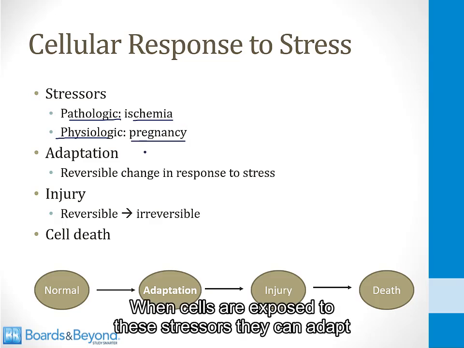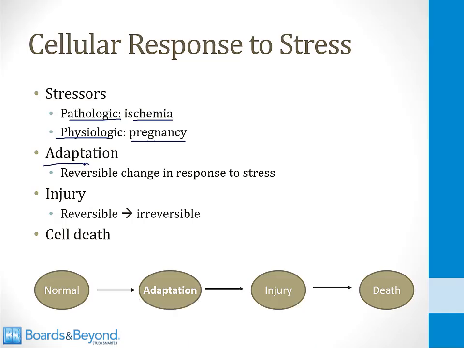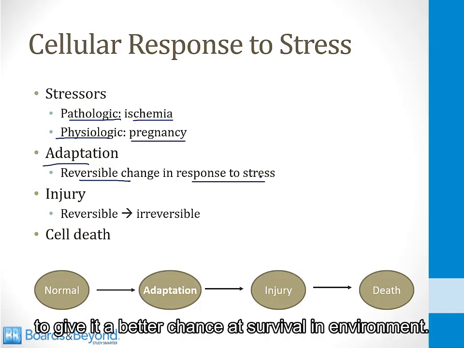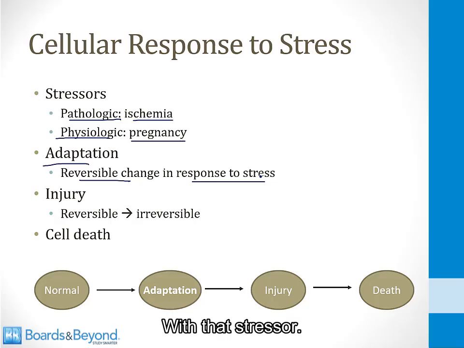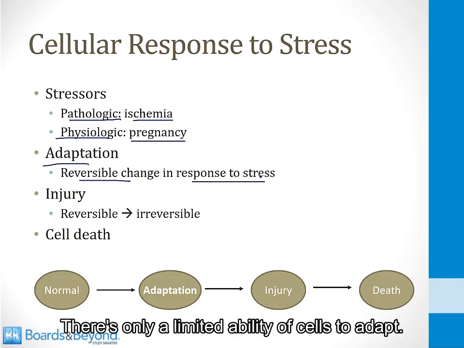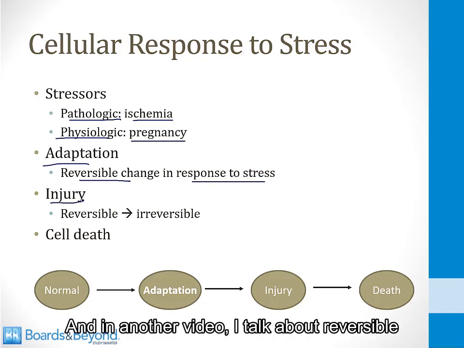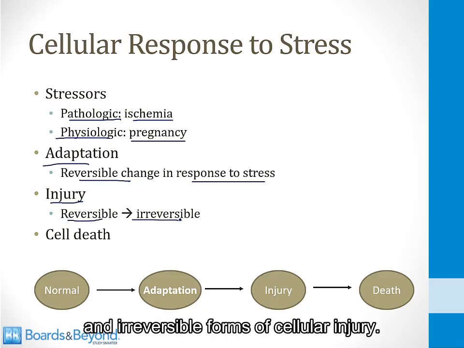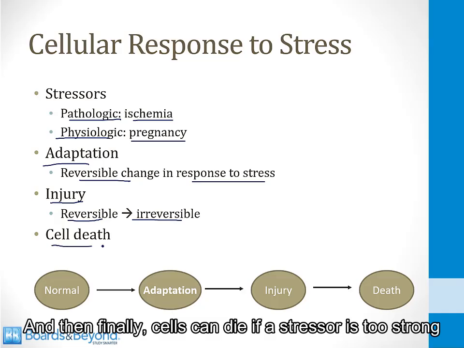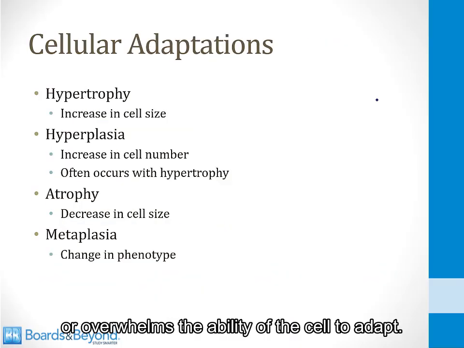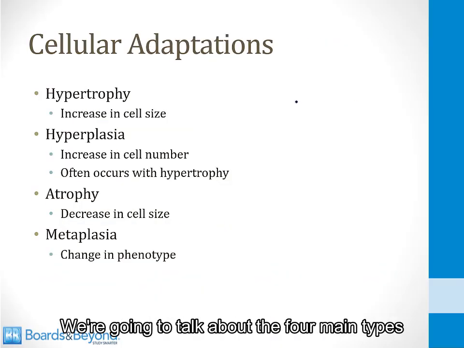When cells are exposed to these stressors, they can adapt. This is that they undergo a reversible change in response to stress. The cell will try to change itself to give it a better chance at survival in an environment with that stressor. Now, there's only a limited ability of cells to adapt, so if the stressor is too great, eventually the cell will become injured. And in another video, I talk about reversible and irreversible forms of cellular injury. And then finally, cells can die if a stressor is too strong or overwhelms the ability of the cell to adapt. We're going to talk about the four main types of cellular adaptations in this video.